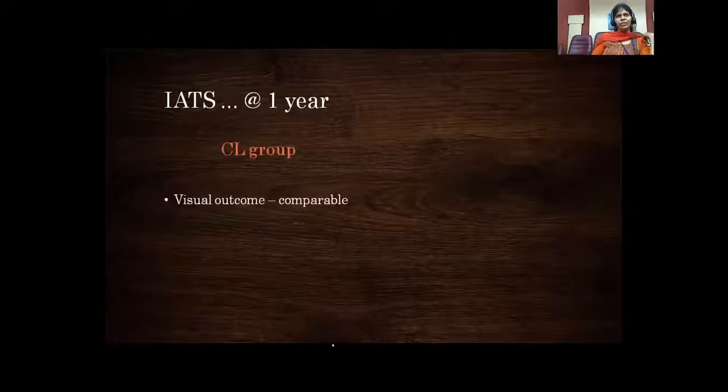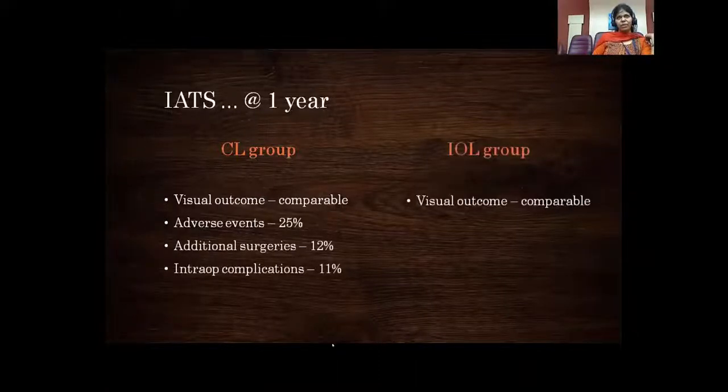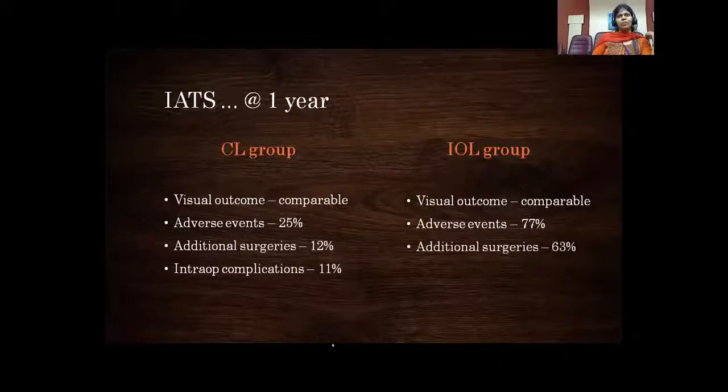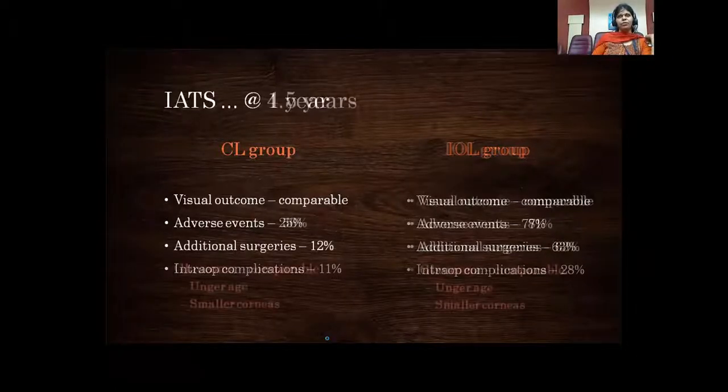The result at 1 year is they studied an equal number of children with contact lens and intraocular lens. They found visual outcome comparable between the intraocular lens group and the contact lens group. Adverse effects were significantly less in the contact lens group as compared to the intraocular lens group, which is 77%. And the number of additional surgeries required was much higher in the intraocular lens group. The additional surgeries were required to treat visual axis opacification. And intraoperative complications were also slightly higher in the intraocular lens implantation group.